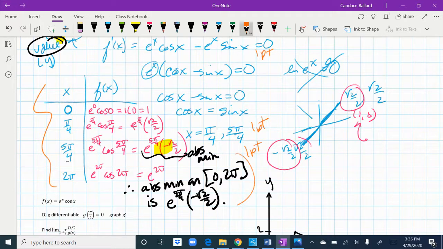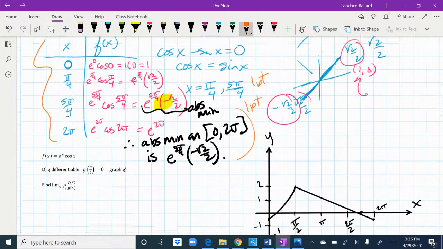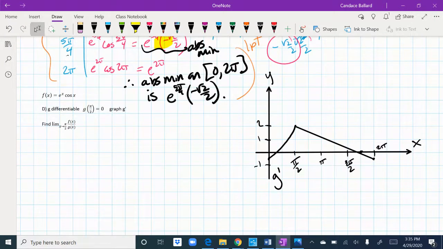All right. Let's look at part D. Part D, not part 3.